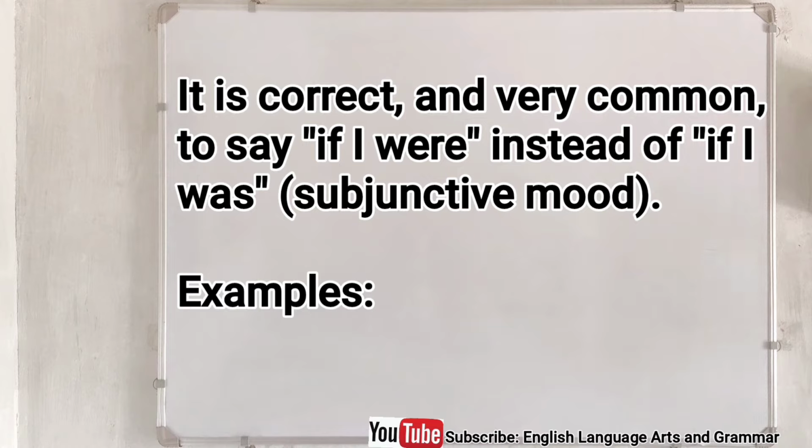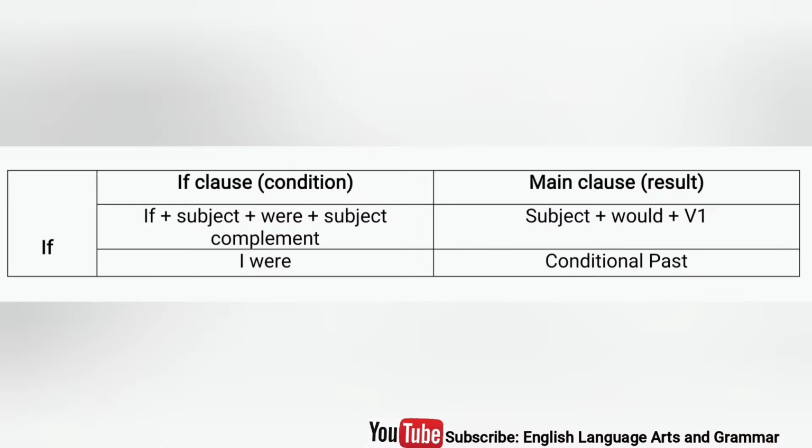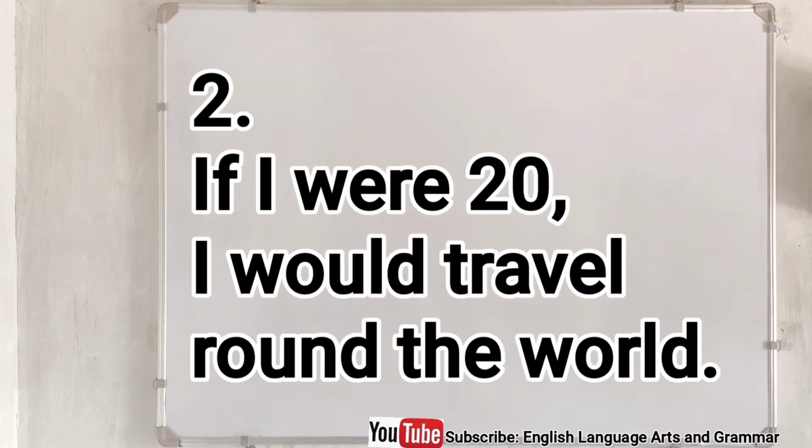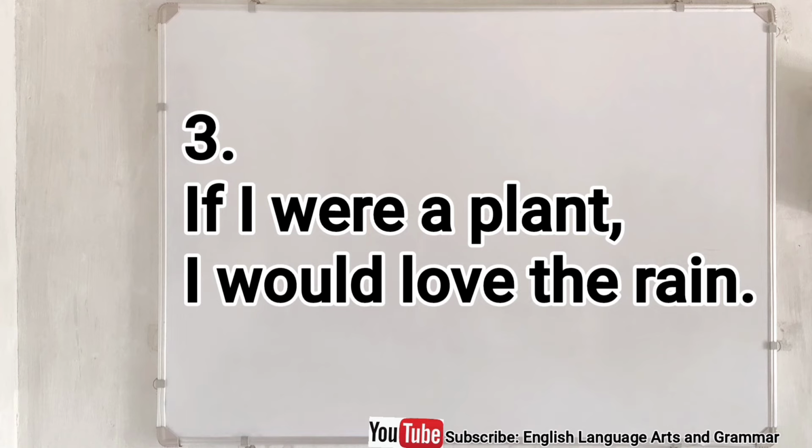It is correct and very common to say "if I were" instead of "if I was" because it is in the subjunctive mode. Here is a formula and sentence structure. If I were, and we use the conditional past in the main clause. Some examples. Example 1. If I were rich, I would buy this dress. Example 2. If I were 20, I would travel around the world. Example 3. If I were a plant, I would love the rain.